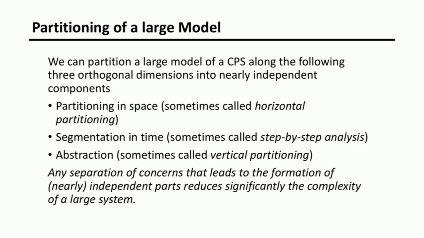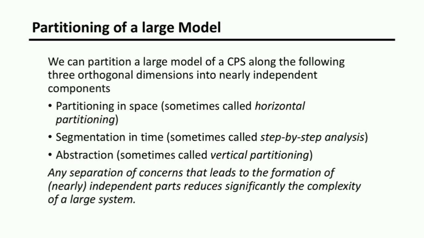Sometimes it's called step-by-step analysis. We go one step, go the next step, go the next step. And the third one is a kind of abstraction. But this is not the full abstraction, because abstraction has two aspects, abstraction proper and emergence, and we exclude emergence here. And this is called vertical partitioning. Now, any separation of concern that leads to a formal hierarchy, to a full separation of the two components, of course, is the most successful one, because we can reap the benefit of partitioning to the fullest.